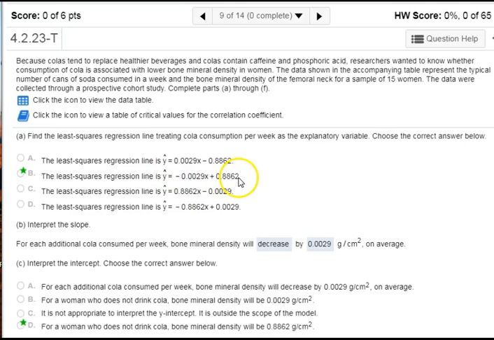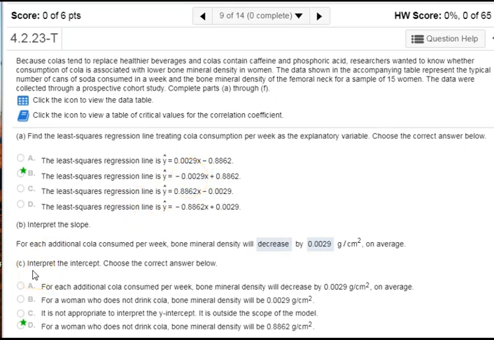And so with that regression equation, let's start by interpreting the slope. Slope is always going to be how much y is changing when x increases by 1. So x is the amount of soda that someone drinks in the week. So for each one more cola consumed in the week, bone mineral density will change by whatever the slope is. And since it's negative, it's decreasing by the amount of the slope.